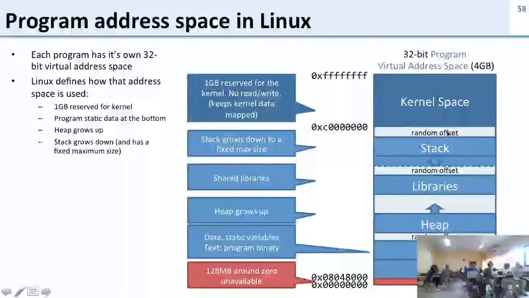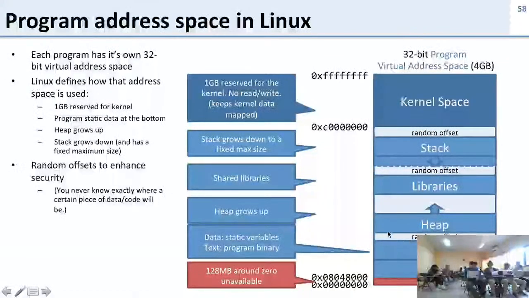There's some random amount of space that's just wasted here. Then there's some random amount of space between the stack and the libraries, and some random amount of space between the data and the heap. And the reason for this is for security. So these offsets enhance security because you never know where your data or code is.